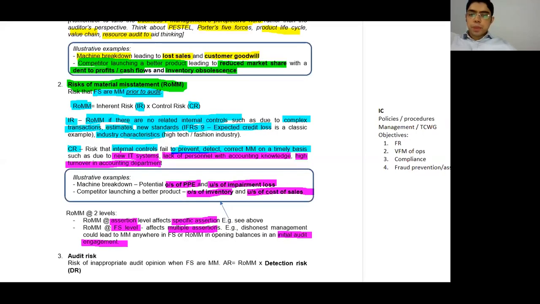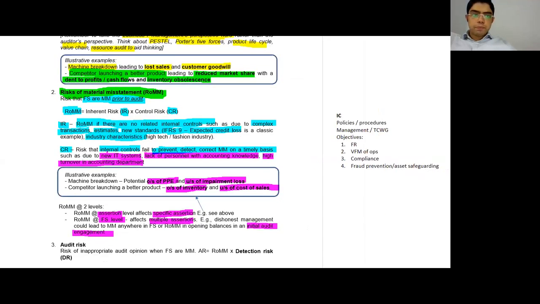So now the quick quiz is that you need to distinguish between ROMM at FS level and ROMM at assertion level. I'm giving you two situations over here.